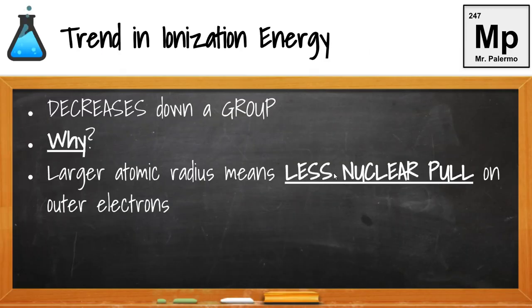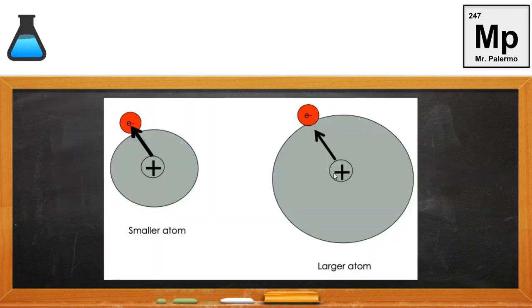What are the trends then in ionization energy going down a group? When we go down a group, we're going to see a general decrease in the ionization energy. So it takes less and less energy to remove an electron. Why? This is due to the fact that the atomic radius gets larger as we go down, and so that nuclear pull is felt less and less on the outer electrons, as we can see here.